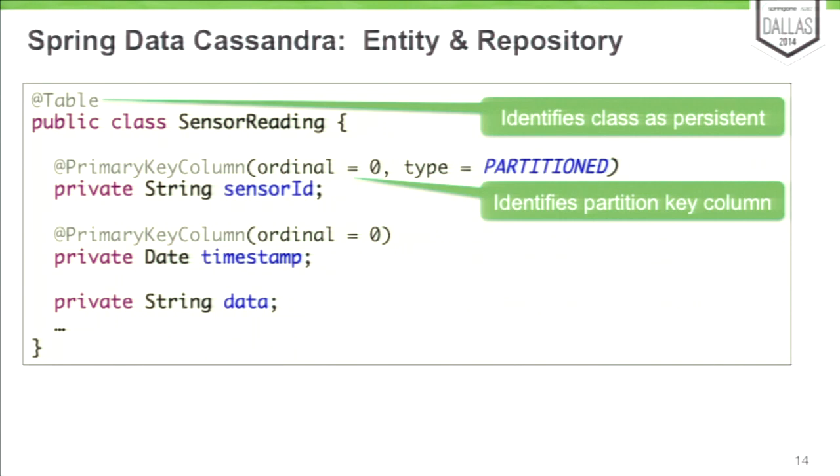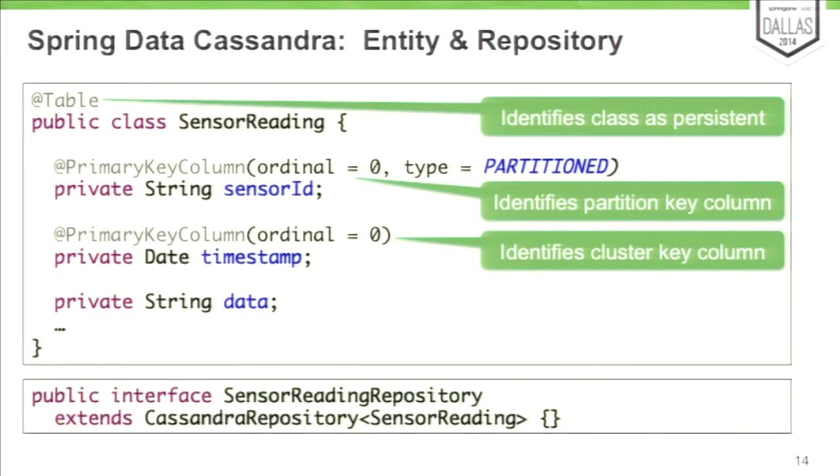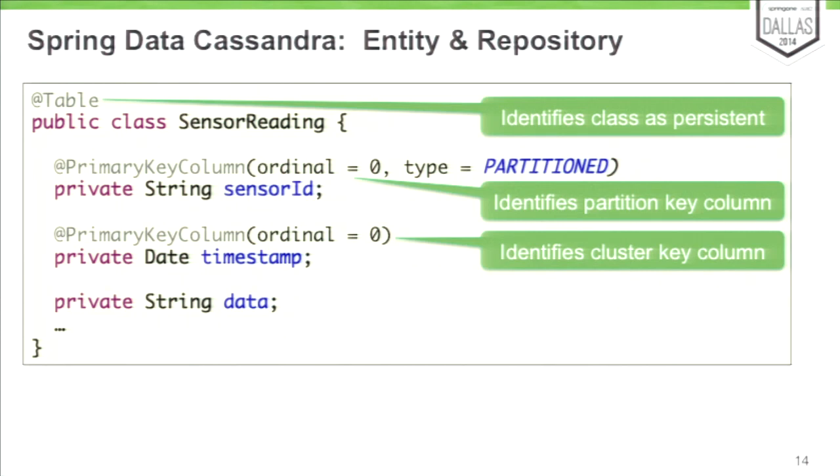These primary key column annotations are the things that you use to define your compound primary key, and they are required. There are, remember, two kinds of columns you have to define in your primary key. You have to define the partition key columns, at least one, and then zero or more clustered columns, and that forms your cluster key.